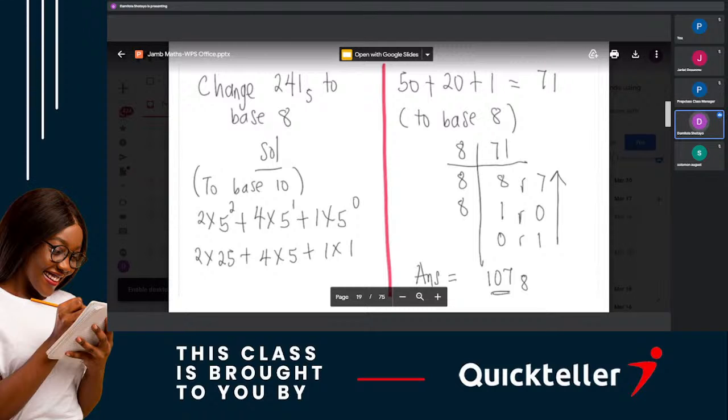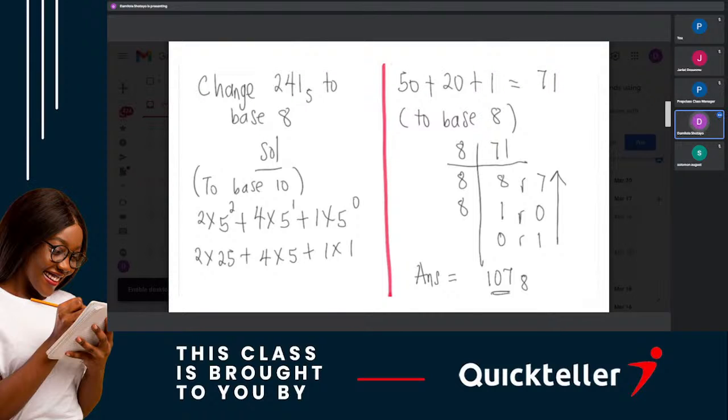Now, changing to base 8, I will divide 71 by 8. How many 8s are there in 71? It is 8, that's 64, remainder 7. You have to divide it step by step. This is how to change to any base, whether base 2, base 4, base 5 or base 8. This is the way to do it.